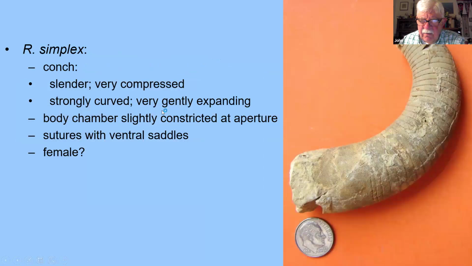Now, I photographed these more or less in life position. Simplex, conch is slender, very compressed, strongly curved, gently expanding. See, it doesn't expand much at all. Body chamber slightly constricted. It's hard to see in this one. At aperture, sutures with ventral saddles. You can see those right there.